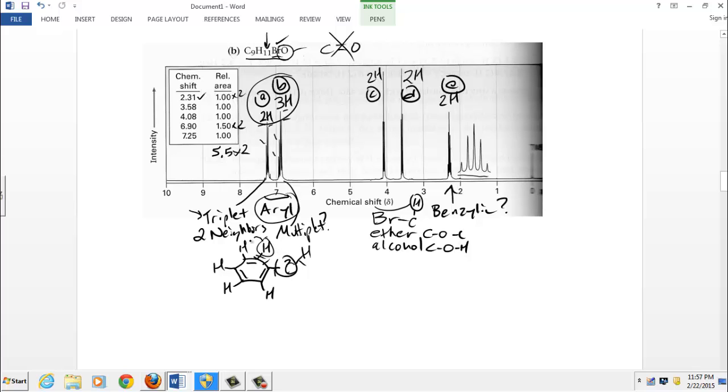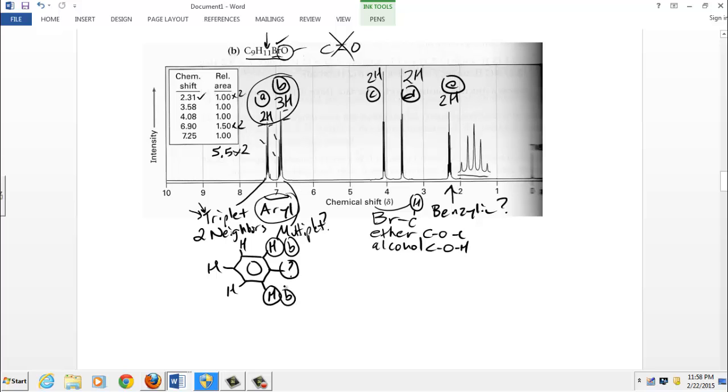So this hydrogen has 1 neighbor, so we're expecting a doublet. This hydrogen has 2 neighbors. That could be our triplet. This hydrogen, 1 neighbor up there, 1 other neighbor down there, could also be a triplet, and this one too, 1 neighbor on either side. But this one's going to be a doublet. So the doublet here can't be peak A, so it must be peak B.